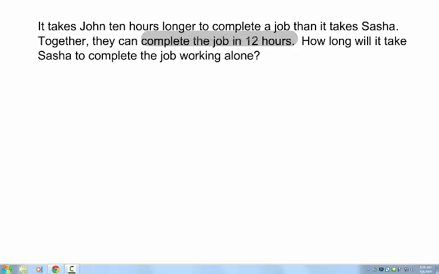In this video, we're going to learn how to solve an application problem involving rate. The problem states it takes John 10 hours longer to complete a job than it takes Sasha. Together, they can complete the job in 12 hours. How long will it take Sasha to complete the job working alone? We'll use ratios to set up and solve this problem.